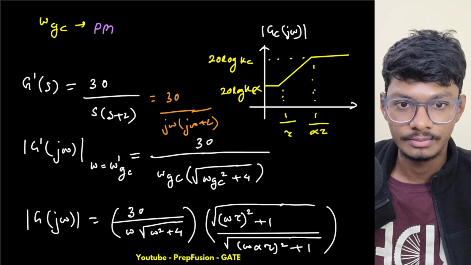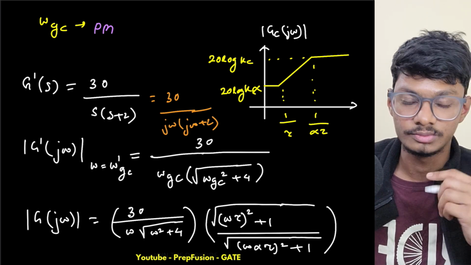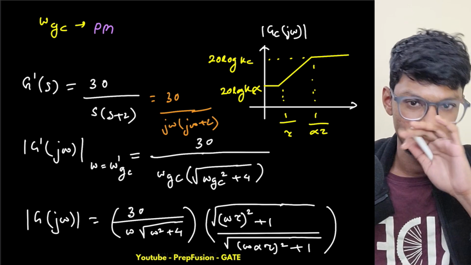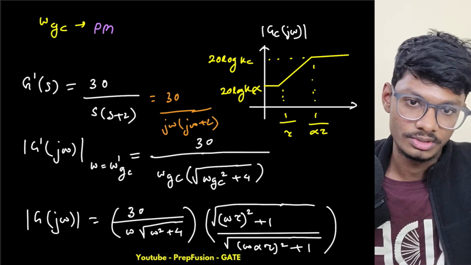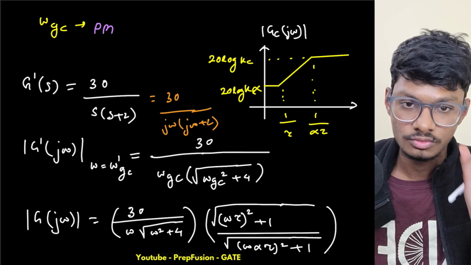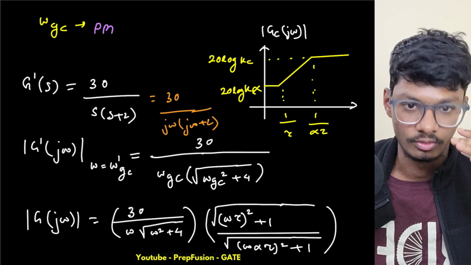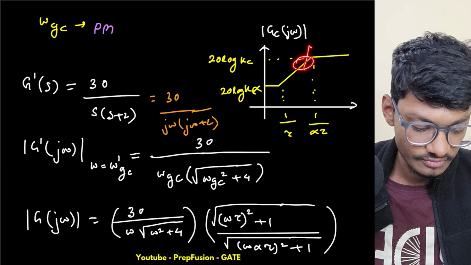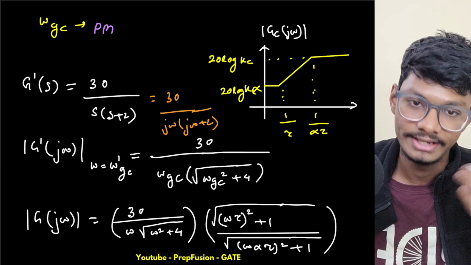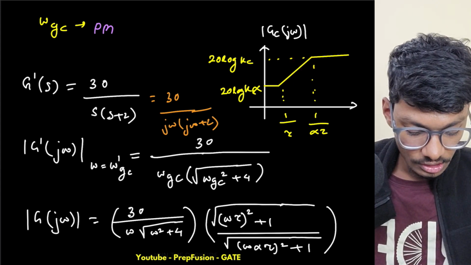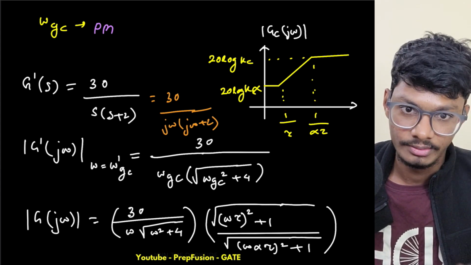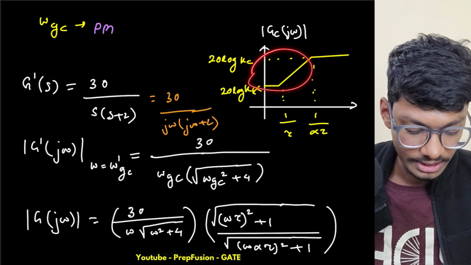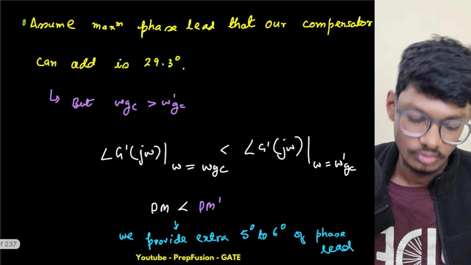If it shifts up, then overall my bandwidth will increase, because bandwidth is the point where the gain is 3 dB down from the DC gain. As this is shifting up, it is adding some gain. So obviously the 3 dB down point will come later. That's why my bandwidth is increasing. Now that is a good thing.